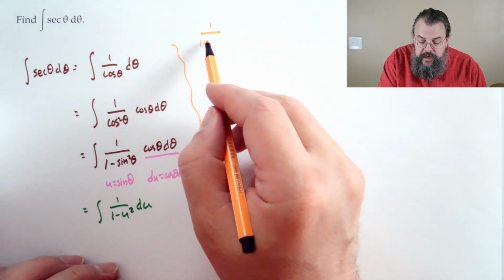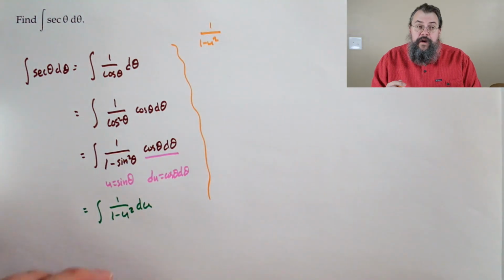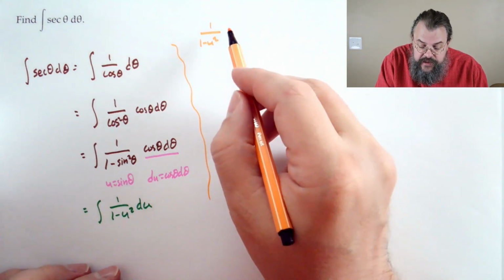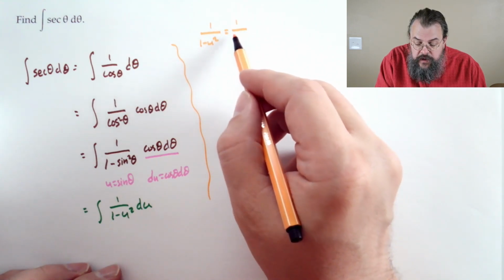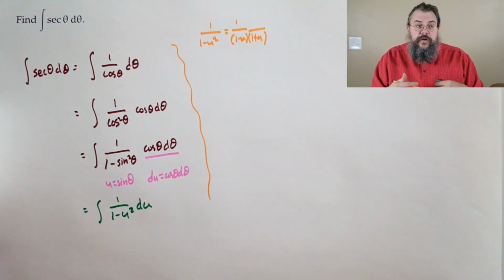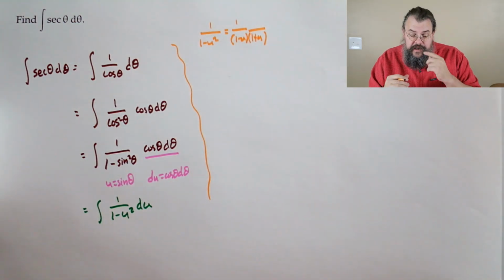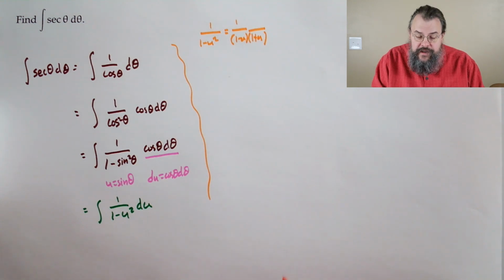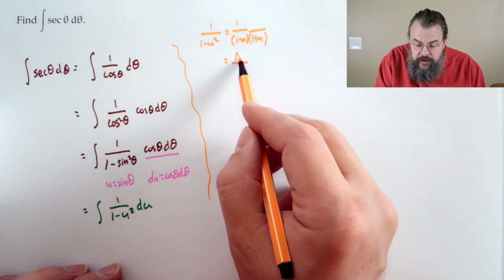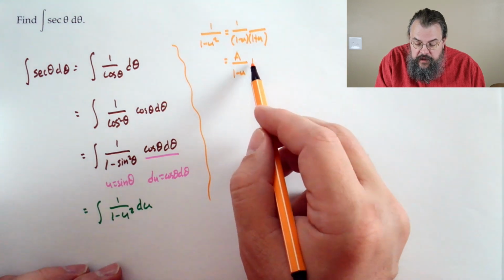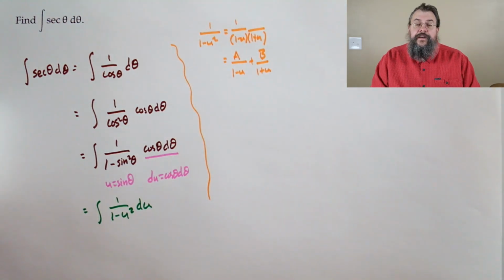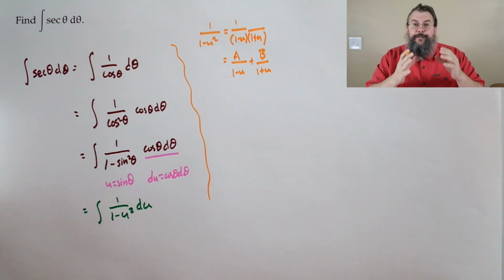1 over 1 minus u squared. Now, 1 minus u squared, that's the difference of squares. 1 squared minus u squared. So it factors nicely. It's 1 over 1 minus u times 1 plus u. So, according to partial fractions, this will have a very nice form. You can rewrite this as a constant over 1 minus u plus something over 1 plus u.